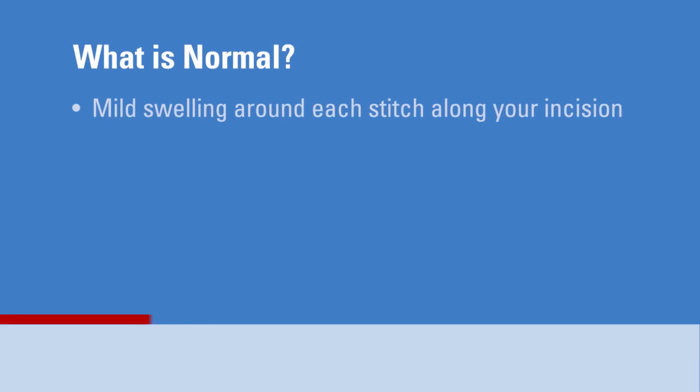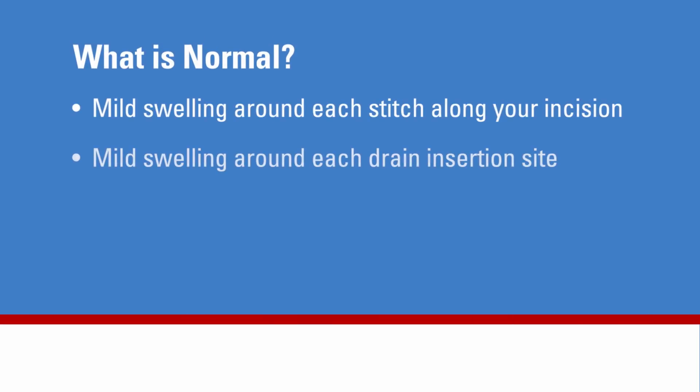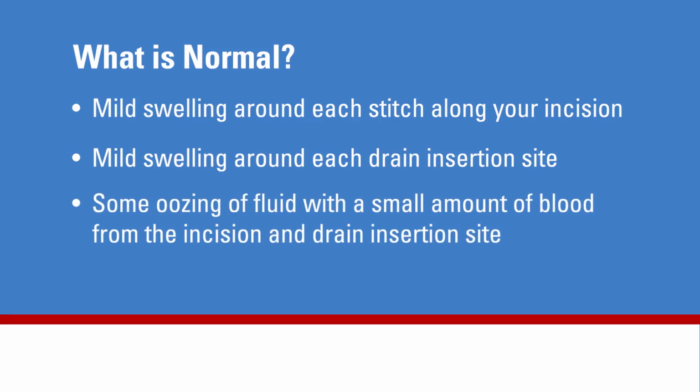It is normal to have a little bit of swelling around each stitch along your incision. It is also normal to have a little bit of swelling around each drain insertion site. This mild swelling may last for a few days after surgery. It is also normal to have some oozing of clear, yellowish fluid with a small amount of blood from the incision and around the drain insertion site. You may feel some tenderness in these areas.